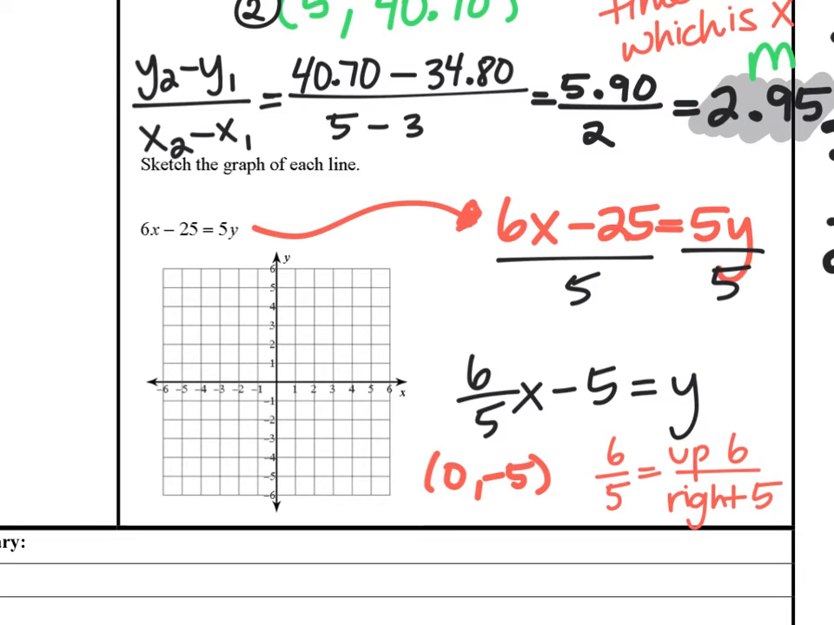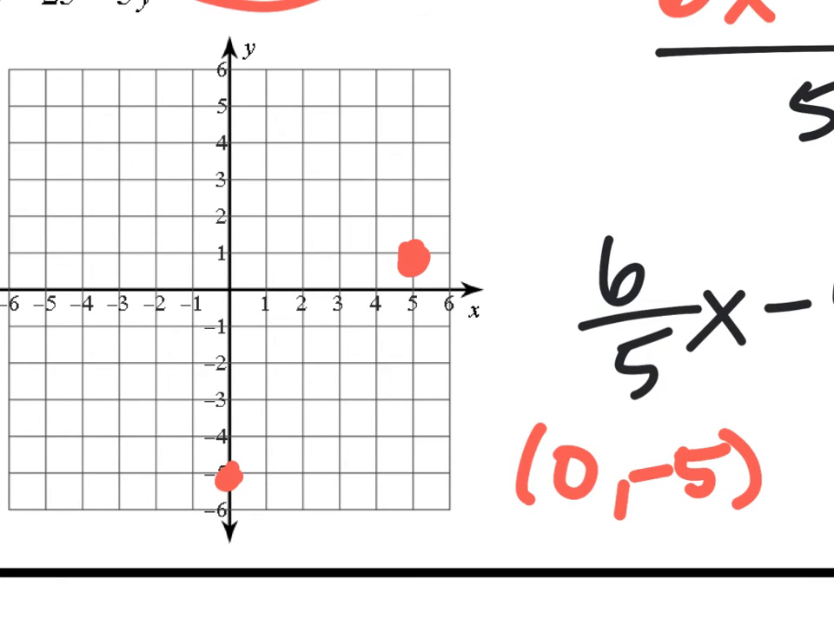So starting at negative 5, we go up 6: 1, 2, 3, 4, 5, 6. Right 5. We go as far as we can. This graph is kind of awkward because that's as far as we can go either direction. Let's just connect our dots. Ooh, that was a sloppy line. It's not beautiful, but that'll do.